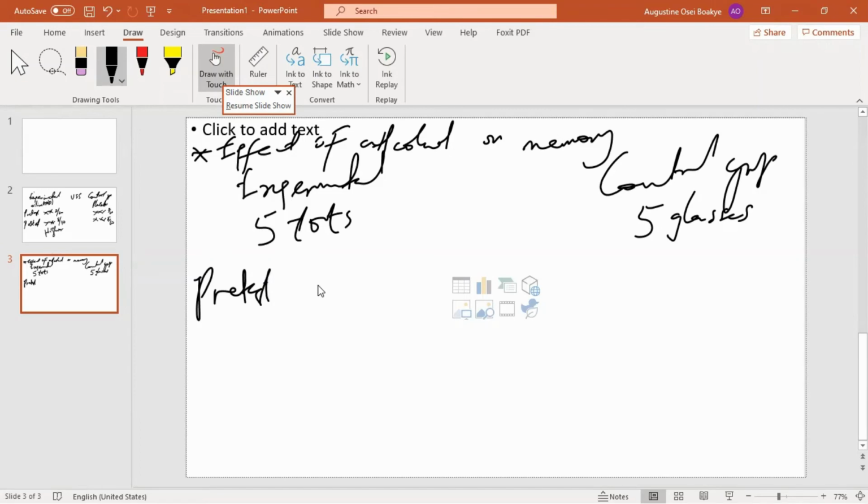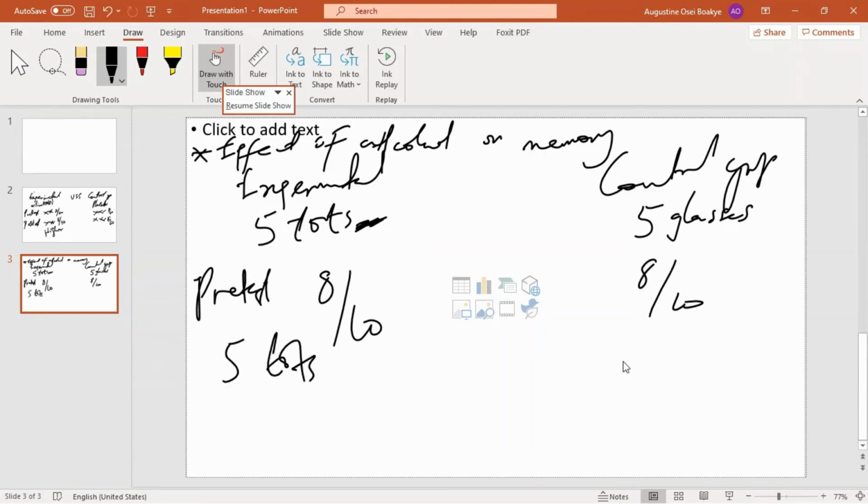So maybe at the pre-test level, the experimental group's average was 8/10. That is before we administered the active ingredient, which is the alcohol. Their score was 8/10. The control group's score was 8/10. Then we introduced the intervention, which is the alcohol. And for the control group, 5 glasses of water.